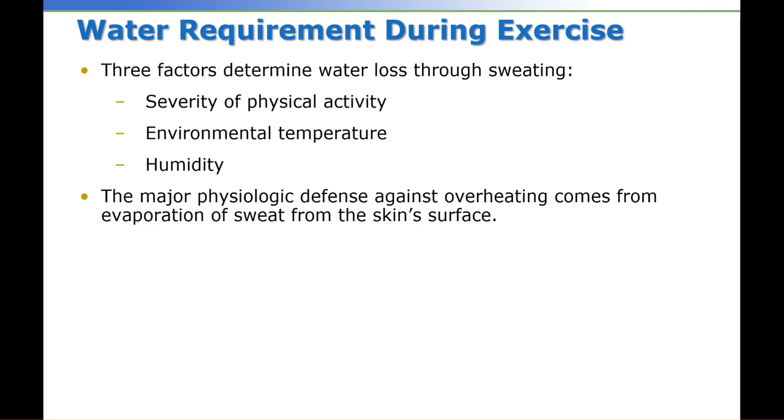Daily water requirement during exercise: 3 factors determine water loss through sweating: severity of physical activity, environmental temperature, and humidity. The major physiological defense against overheating comes from evaporation of sweat from the skin surface. However, if it's humid, what happens? You don't have that evaporation of sweat from the skin surface, because it's very difficult for water to go from the skin into the environment if the environment has a high amount of water in the air. So that's one of the reasons why it's more difficult in a humid environment to get rid of that water and lower body temperature.